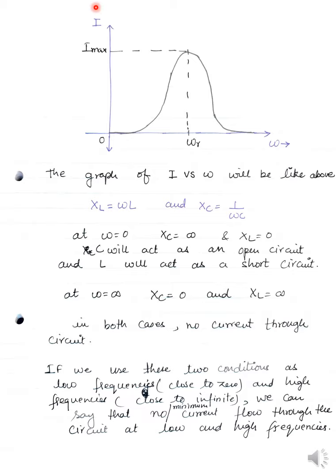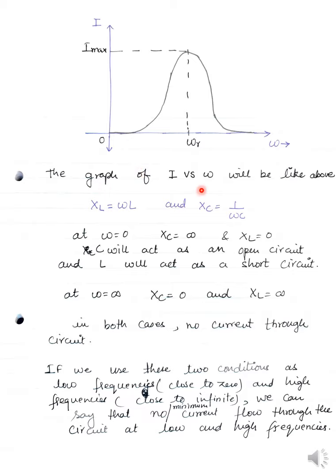So the plot will be something like that: as we are increasing the angular frequency, the current will increase, and after attaining a maximum value it starts falling. That particular instant when it's attaining the maximum value of current in the circuit is your resonant frequency, which we are going to know about now as we go on in the lecture.